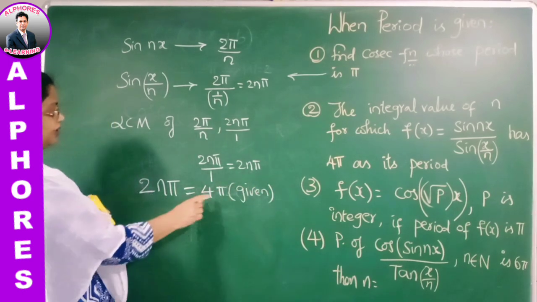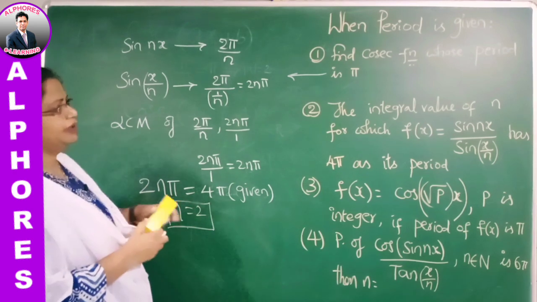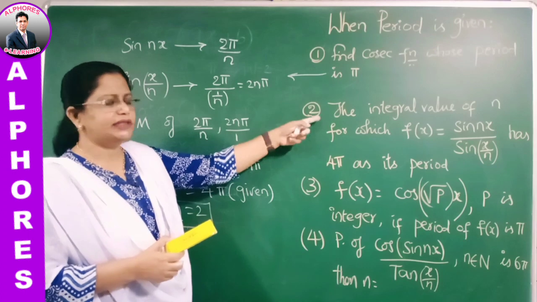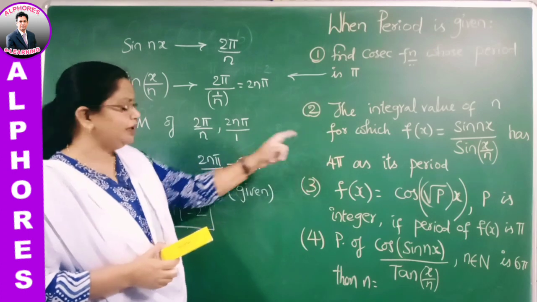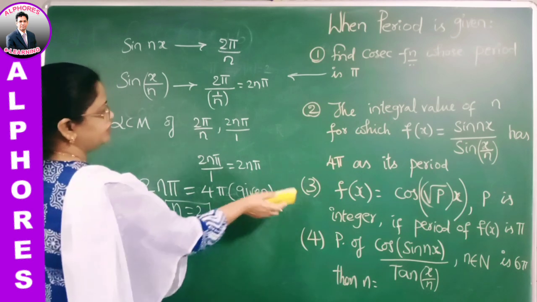And that implies what is n then? It is nothing but 2. Therefore, the integral value of n satisfying period as 4 pi is nothing but 2, right? And next, the third problem.